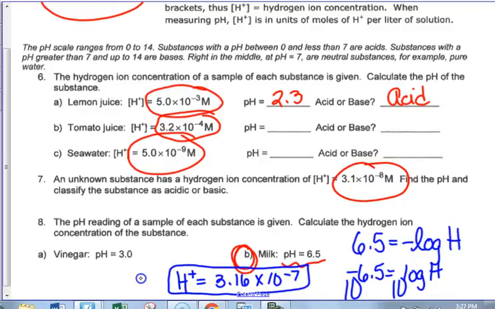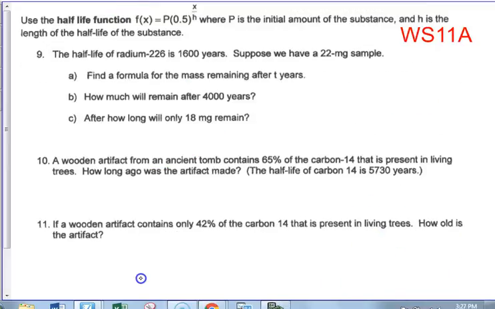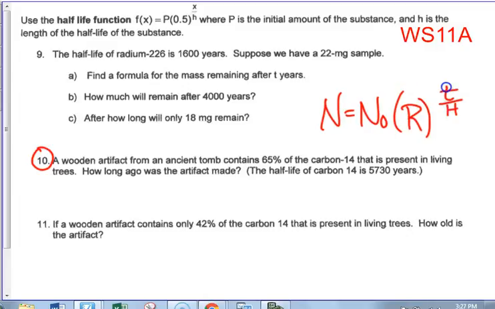One more question. Please, we're going to run out of time here. I need you to look at number 10. This is on 11A, number 10. We're using this formula again. But it's a little tricky.